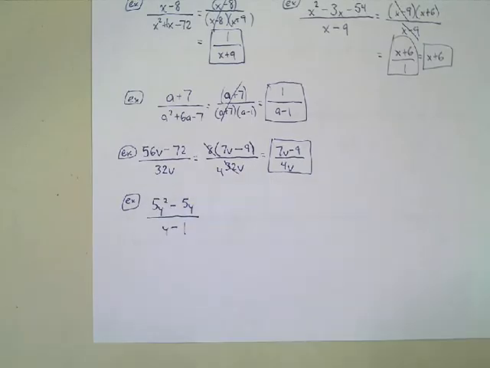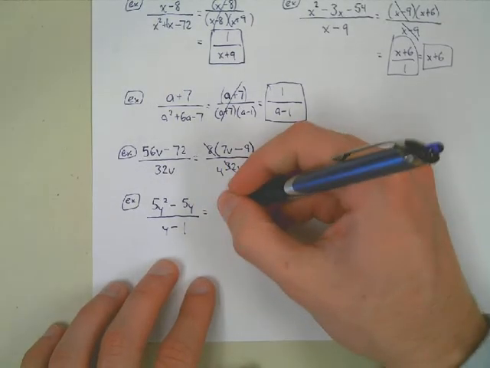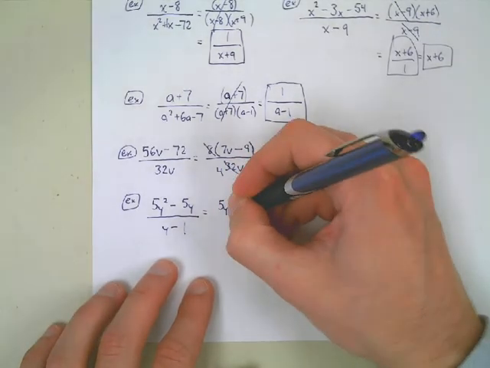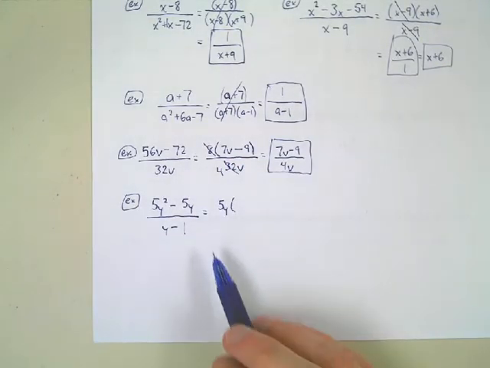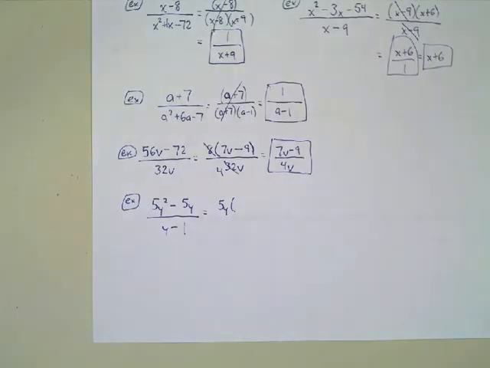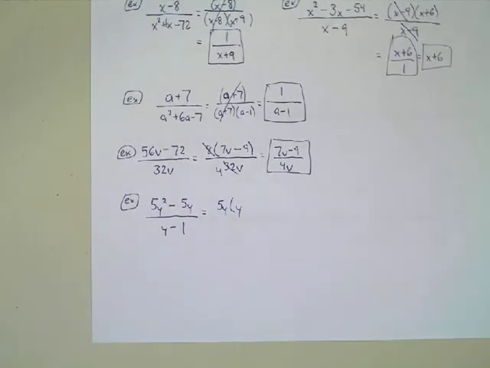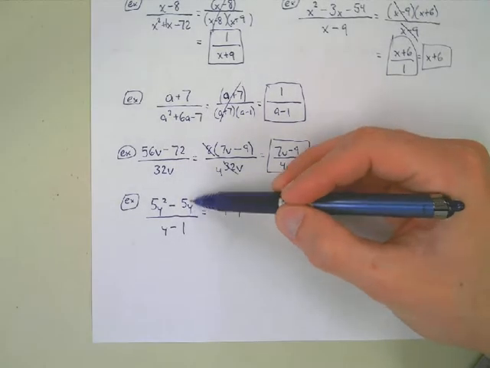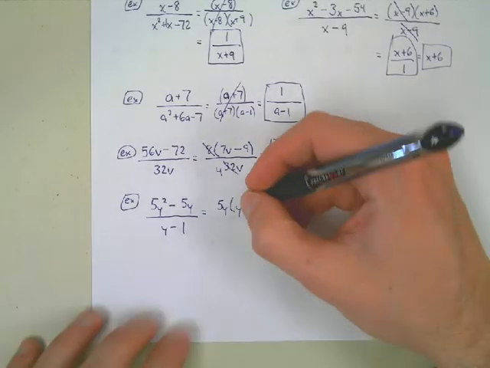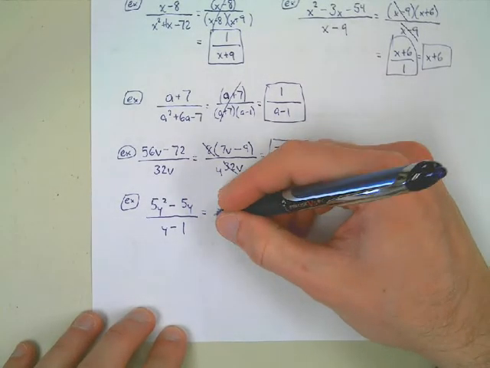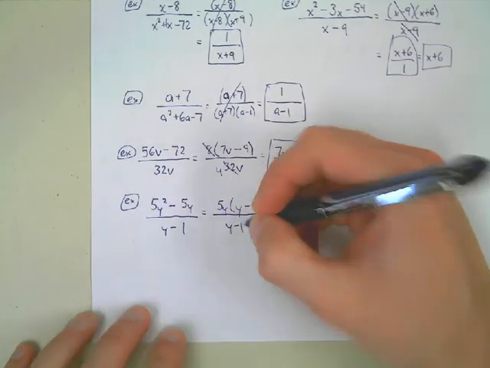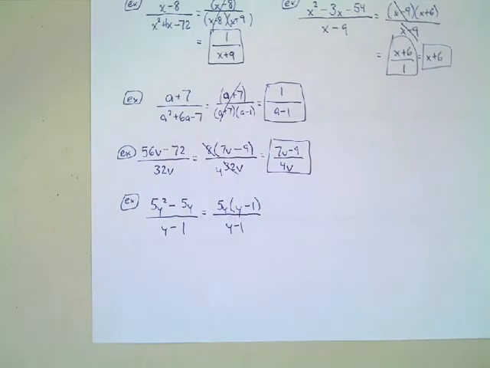Let's rewrite that here. If I write a 5y with parentheses, what's going to be in the parentheses? If I divide a 5y out from 5y squared, I'm left with a y, minus, and if I divide a 5y from 5y, you're left with 1. It's just minus 1, over y minus 1. Is everyone following that?